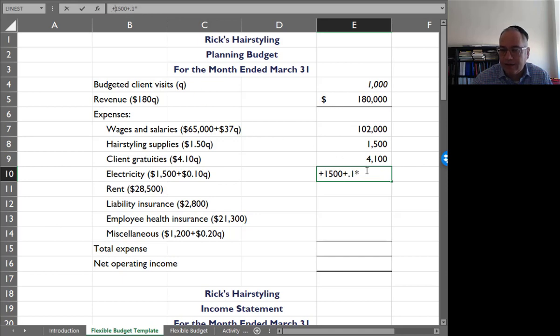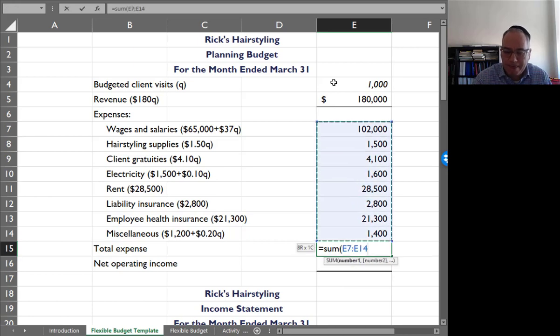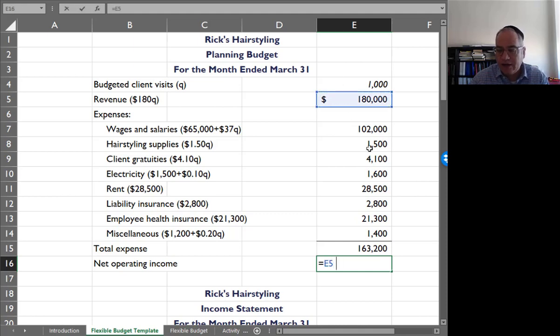My Excel skills are a little weak today. That's 1,600. Rent is 28,500 fixed. Liability insurance is 2,800 fixed. Employee health insurance is 21,000 fixed. And miscellaneous is 1,200 fixed plus 20 cents times the number of visits, 1,000, or 1,400. So your total expense would be $163,200, and your net operating income you could budget to be $16,800.